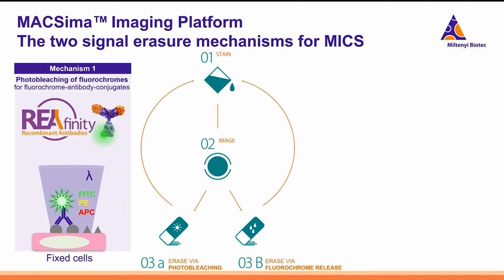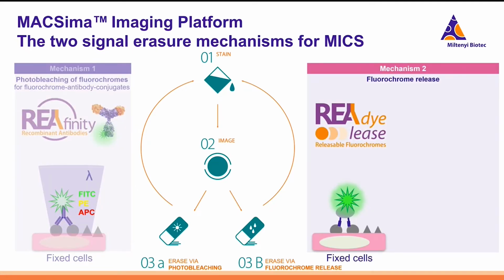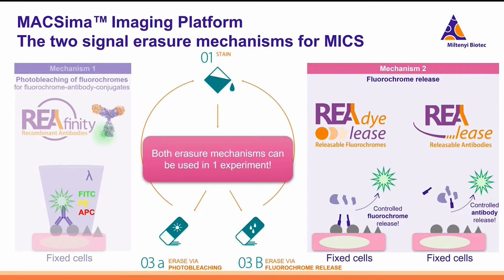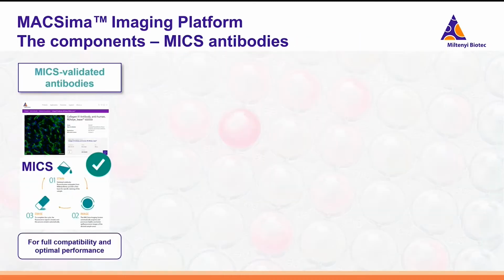Or we have our releasable antibodies. So we have a big array of REAdialysis antibodies. With this technology, we will be able to release the fluorophores, and then they will not be shown again in the image. But we also have some portfolio of antibodies which are called the REAlyse antibodies, in which the whole antibody is actually removed from the sample. And the nice part of it is that you do not have to choose. You can use both mechanisms in one experiment if you need to. Now, when it comes to the antibodies and why am I focusing?